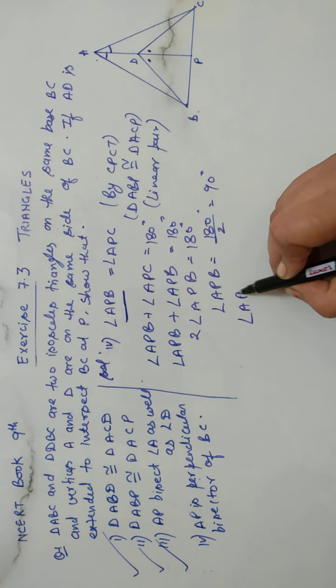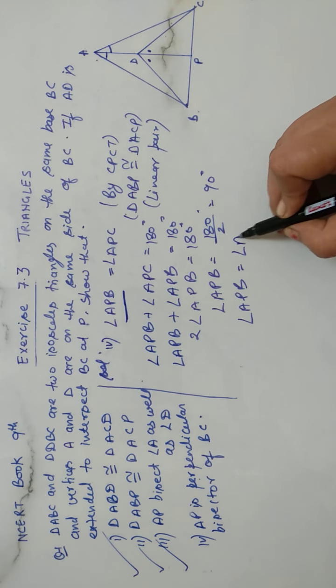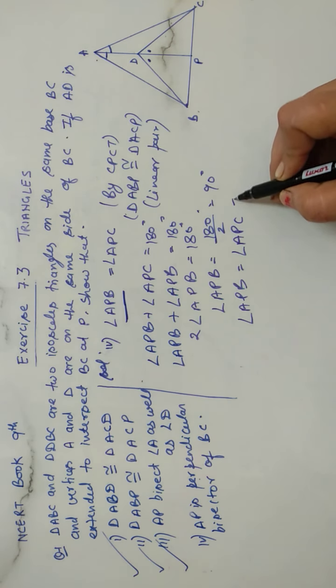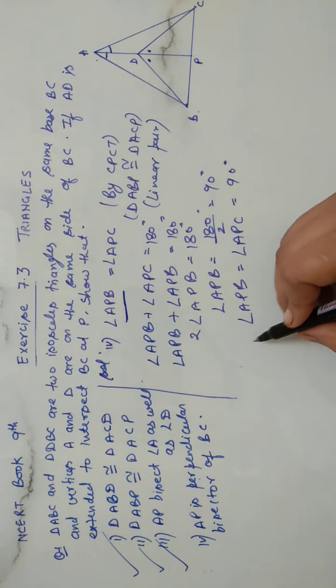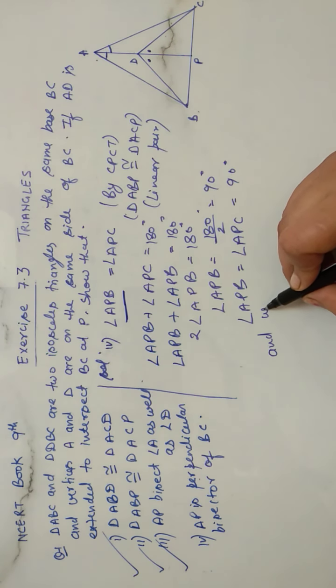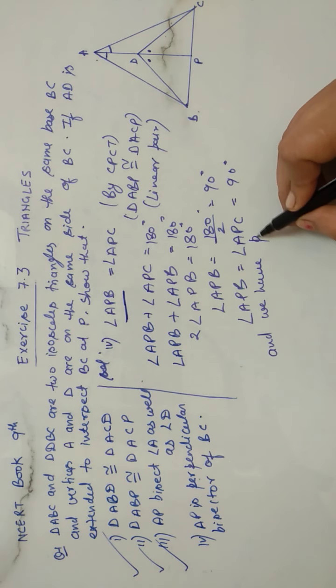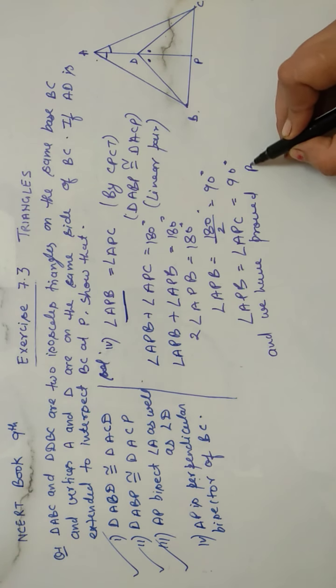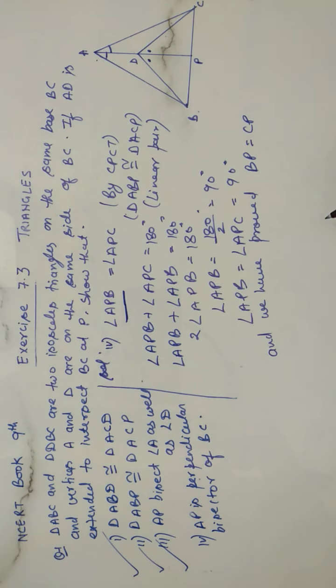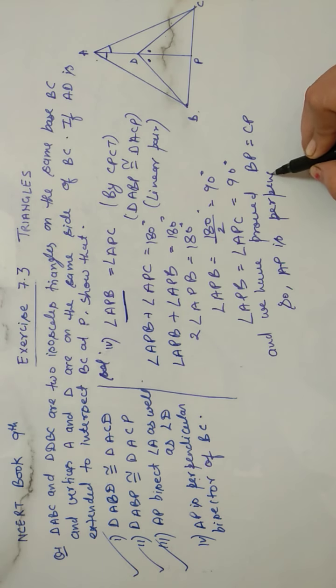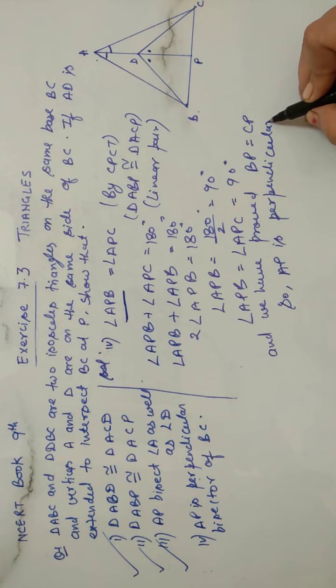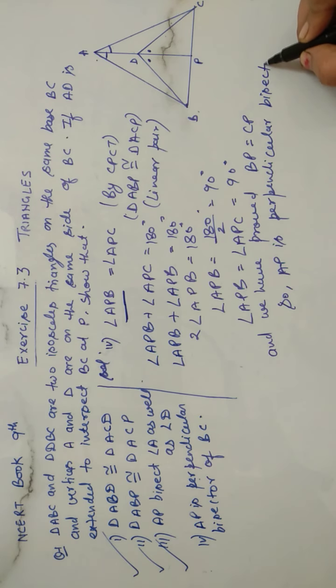Similarly, angle APB is equal to angle APC, it is equal to 90. And we have proved that BP is equal to CP also. So AP is the perpendicular bisector of BC. So this is the fourth point which we have proved.